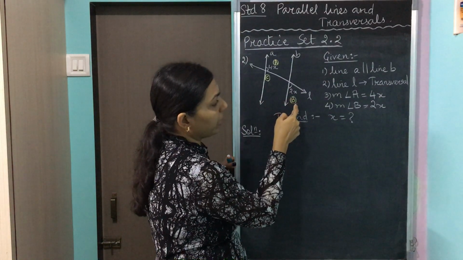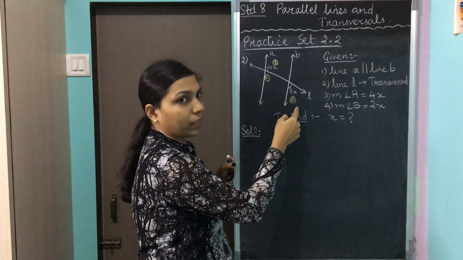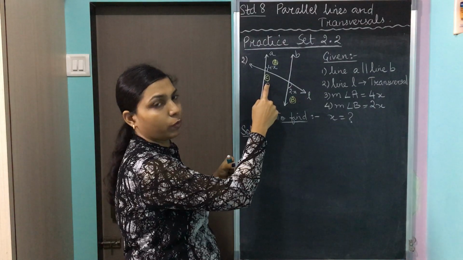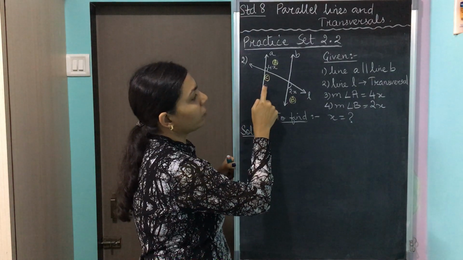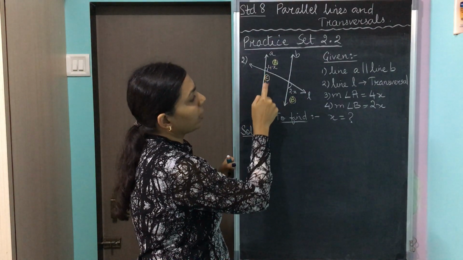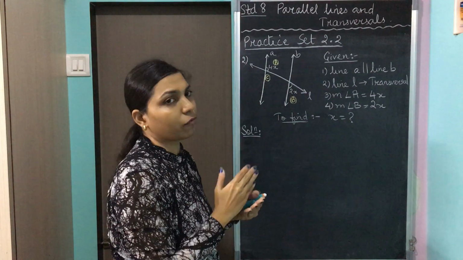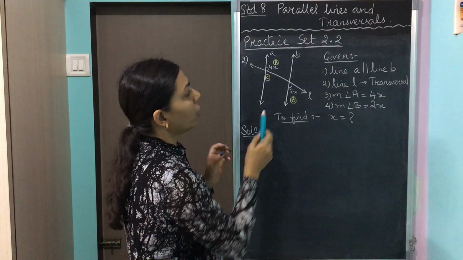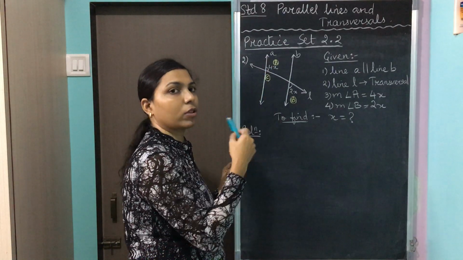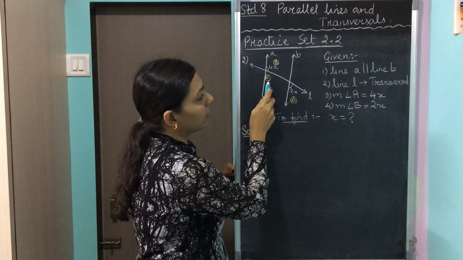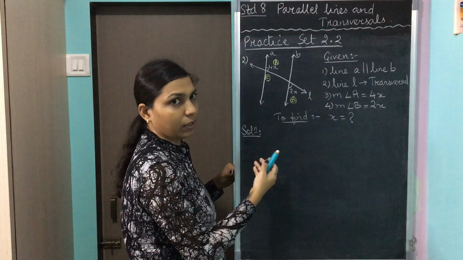So if the measurement of angle B is 2x, that means the measurement of angle C is also going to be 2x. Once we get this measurement, we see that angle C and angle A are forming a linear pair, that is they form 180 degrees with each other. Using that we will find out the value of x. First let us prove that angle C and angle B have the same measurement.